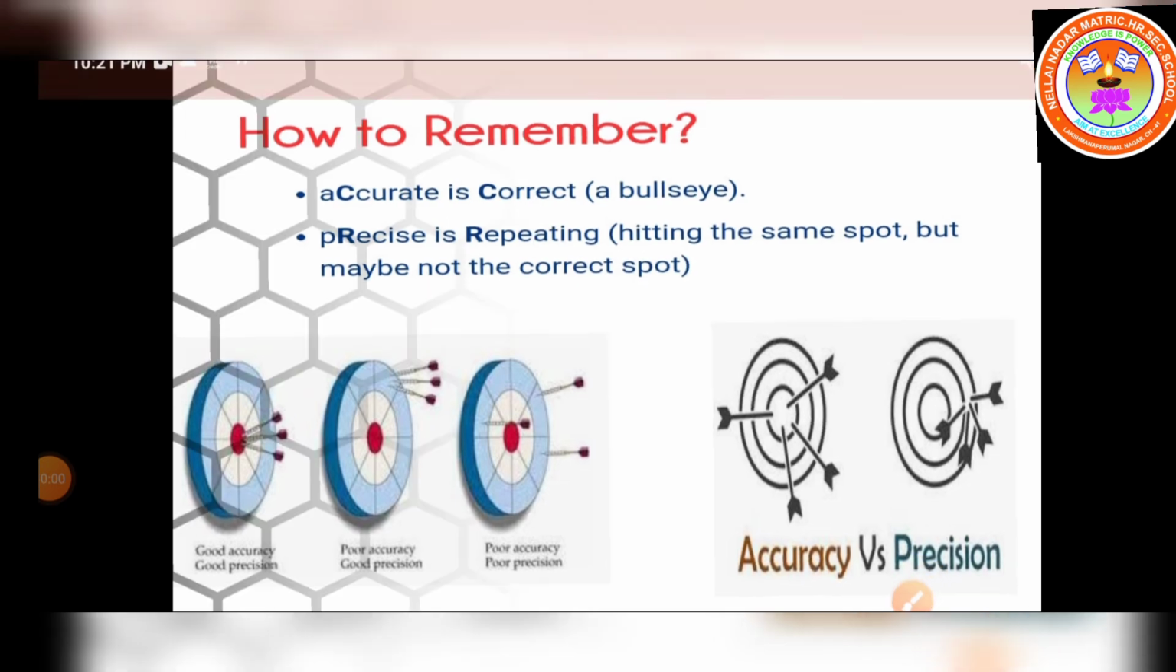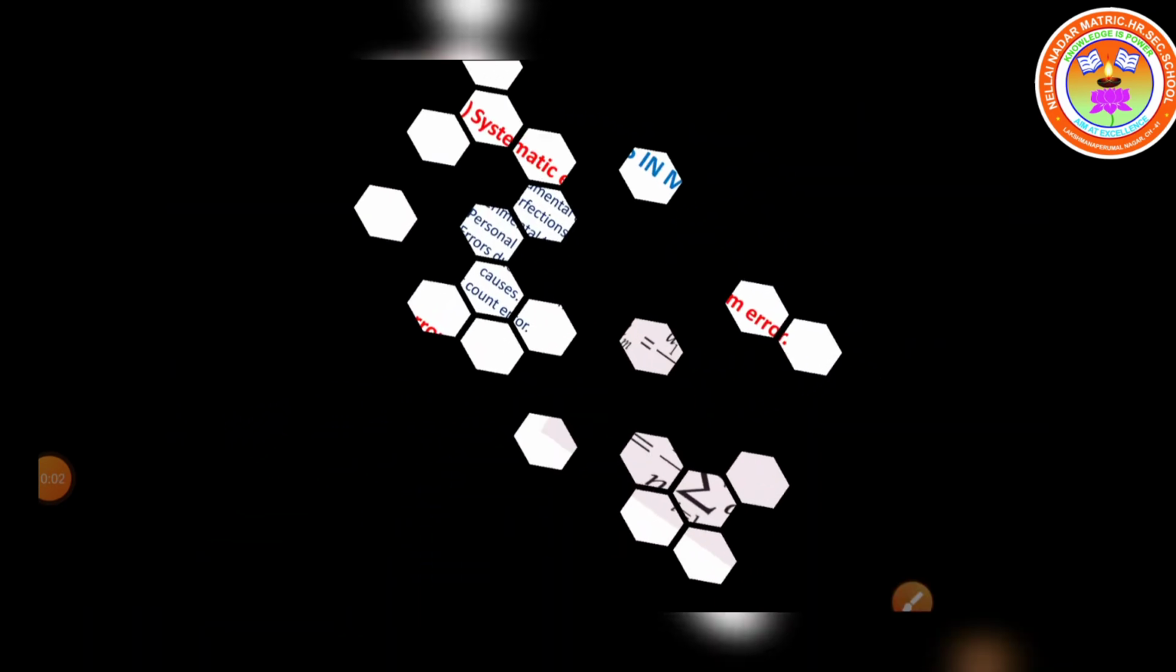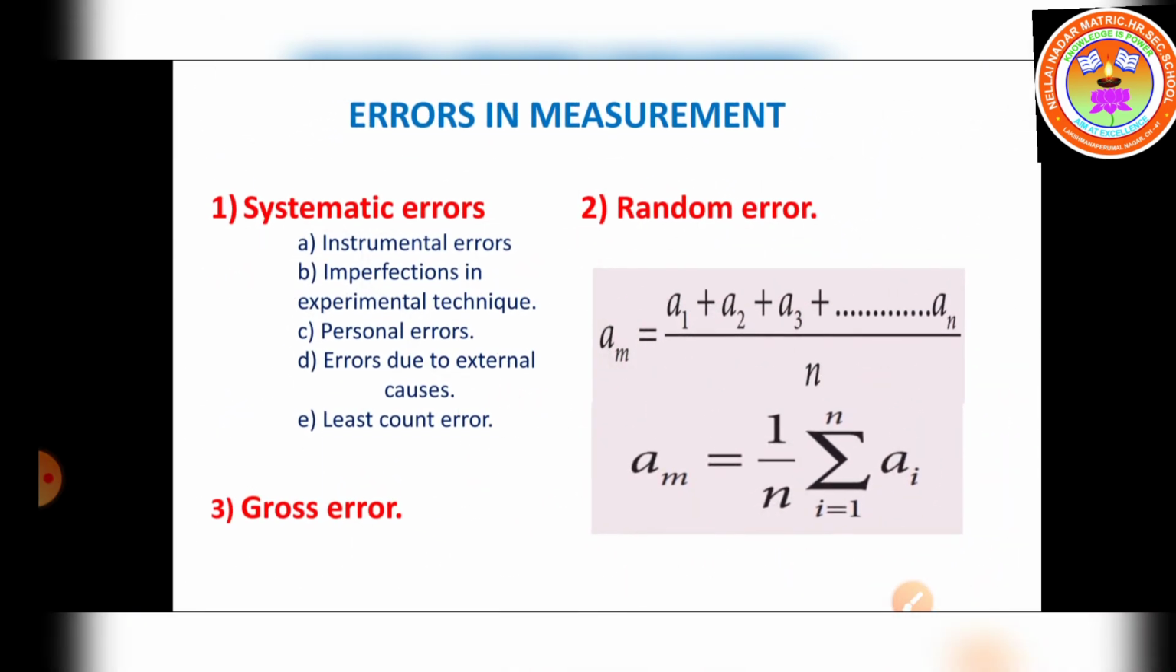Okay, now let us move on to errors in measurement. The uncertainty in a measurement is called an error. What is error? The uncertainty in a measurement is called an error. The errors are classified into three types: random error, systematic error, and gross error. So first let us move on to the explanation of the types of errors.